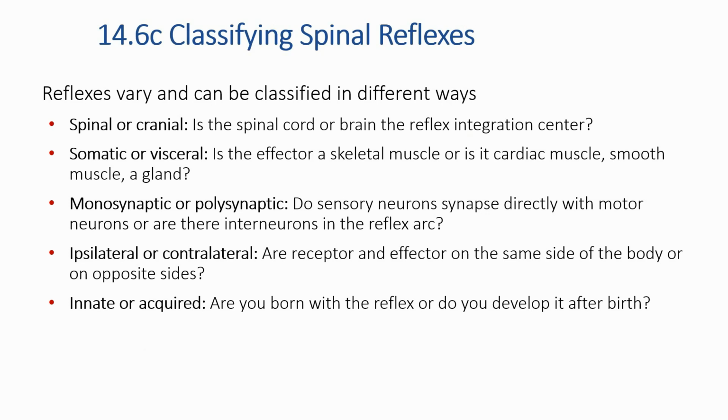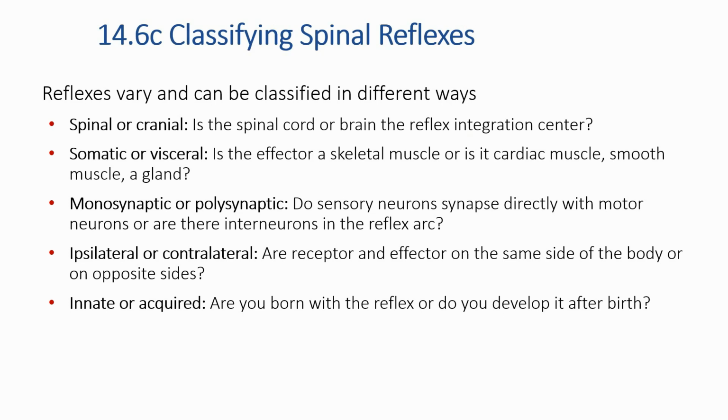Mono, of course, means one, poly means many, and so a monosynaptic reflex is literally a single afferent fiber going into the spinal cord and synapsing directly with a motor neuron that goes out to the effector. Polysynaptic can involve multiple interneurons. So which do you think is faster, a monosynaptic or polysynaptic reflex?